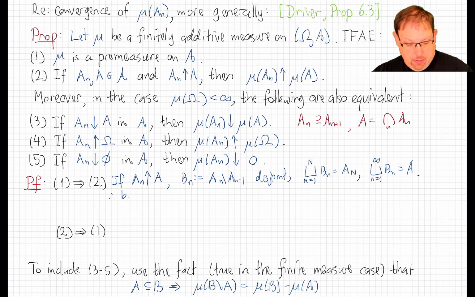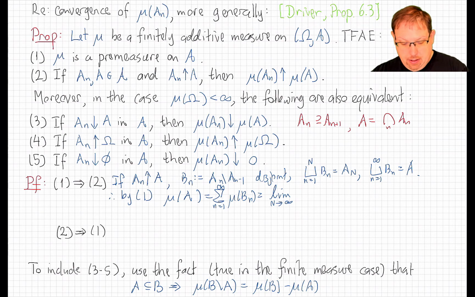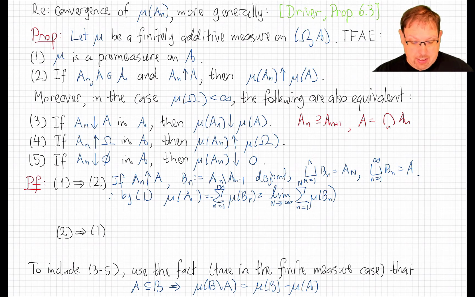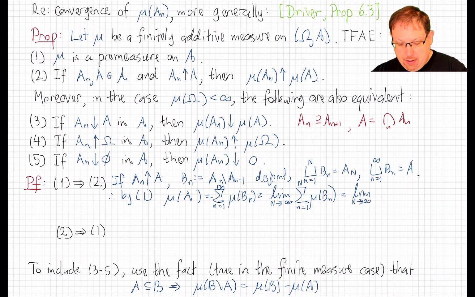Well, therefore, by 1, which is the assumption that mu is actually countably additive, we get that the measure of A is the same as the sum of the measures of the B_n's, which is by definition the limit, as capital N goes to infinity, of the sum up to capital N of the measure of the B_n's. Now, the general assumption here is that mu is finitely additive at least, and so this is the same as the limit as capital N goes to infinity of the measure of the disjoint union of the first N B's, but that is just the same as the measure of A_N, which is the statement that we wanted to prove.